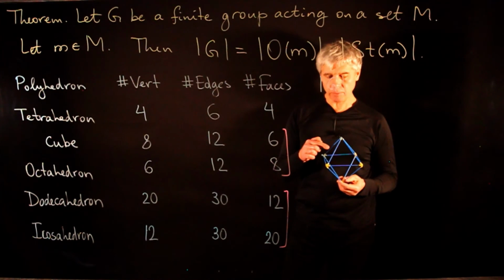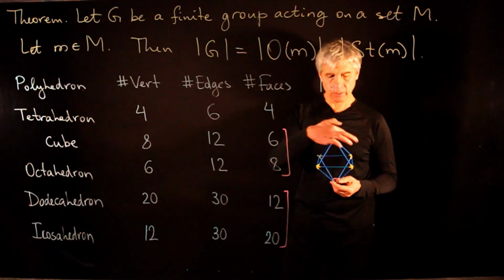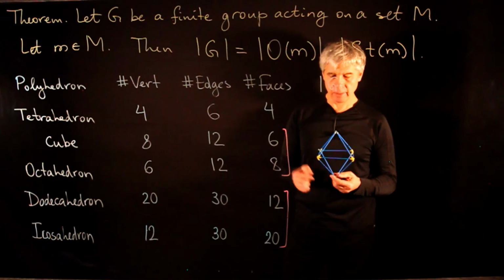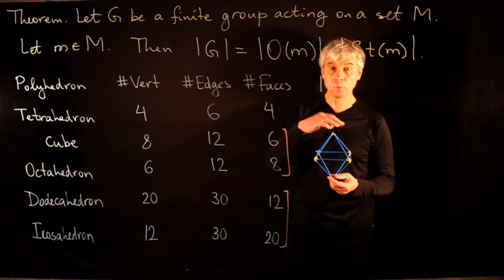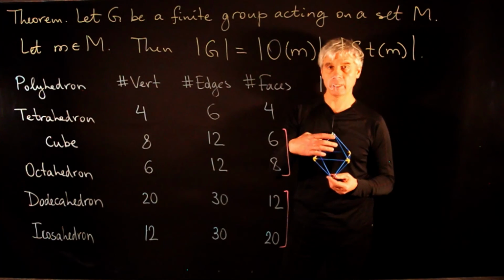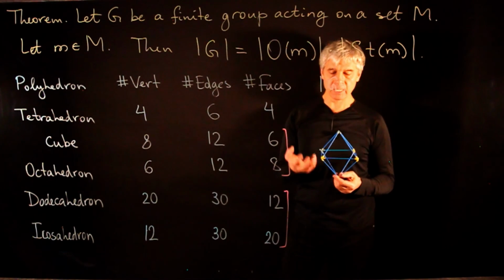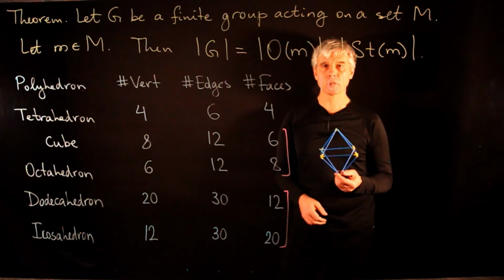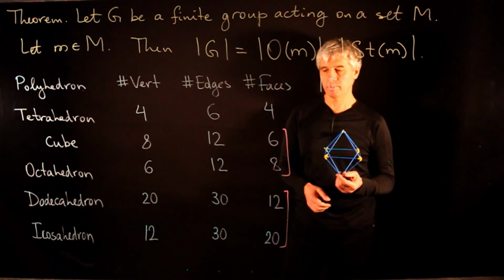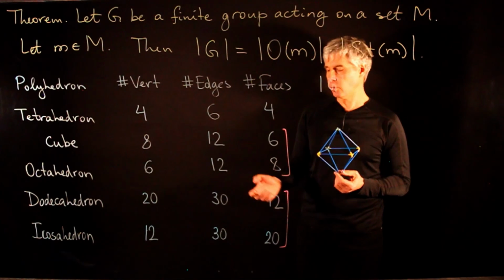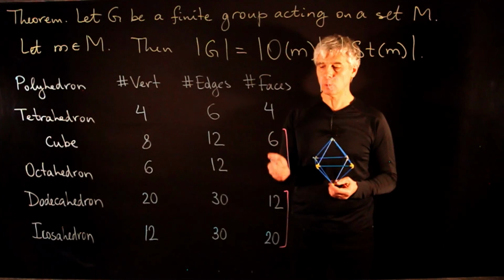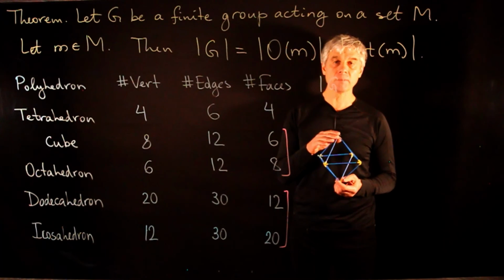So here, if we mark the middles of all faces of an octahedron, then as a result we will get a cube inscribed in the octahedron. And if we do the same procedure for a cube, then we will get a smaller octahedron which will be inscribed in the cube. The same will be true for an icosahedron and a dodecahedron. As a result, dual polyhedra will have the same symmetry group.